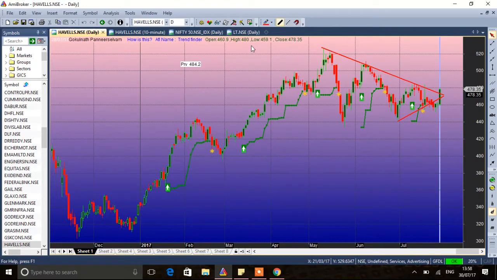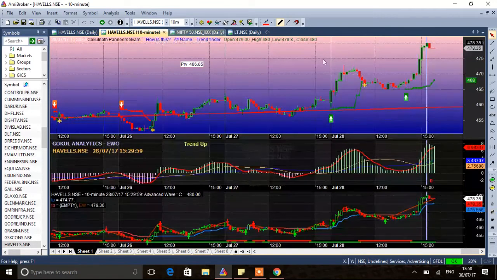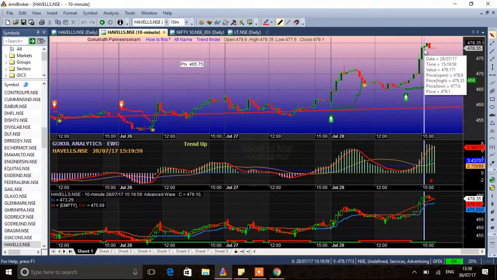So we are exiting at 478, or intraday square-off at 3:20, right? So we can also exit at 478. So we can say that we exited at 478. The price high is 479. So even if we had come out at 479. Okay, let's keep it as 478.